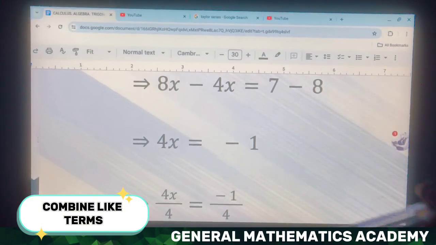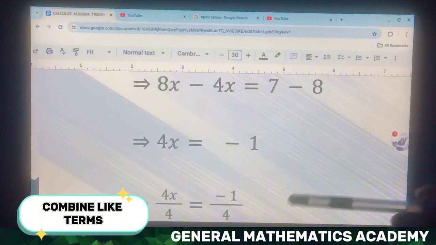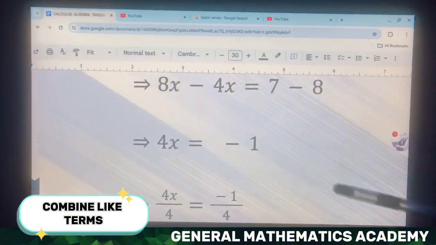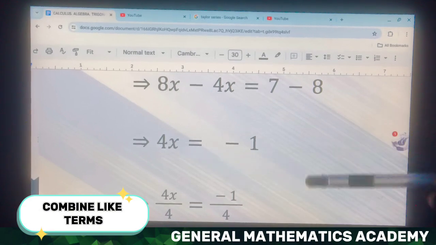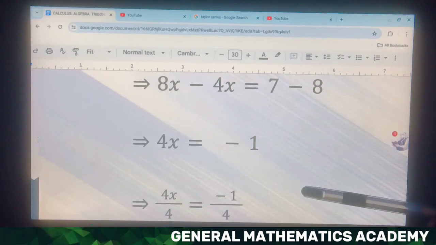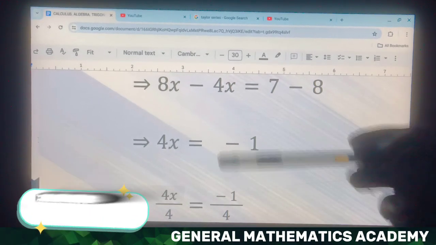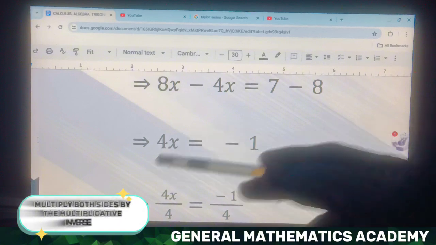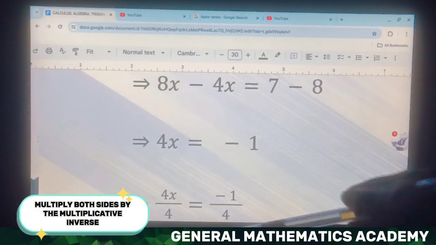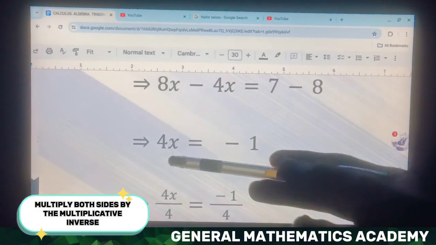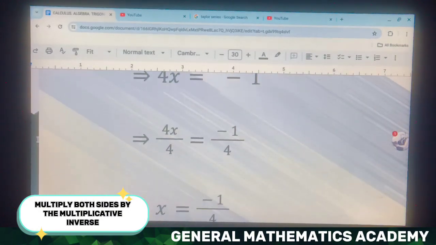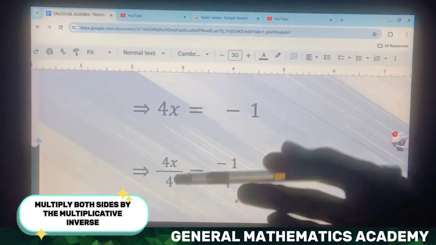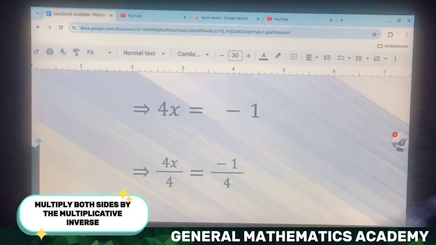So since we are solving for the unknown value of the independent variable x, we need to eliminate the number 4 in front of x. In order for us to eliminate that number 4, all we need to do is to multiply both sides of the linear equation by the multiplicative inverse of 4, which is 1 over 4. So upon doing this, we will have 4x over 4 is equal to negative 1 over 4.